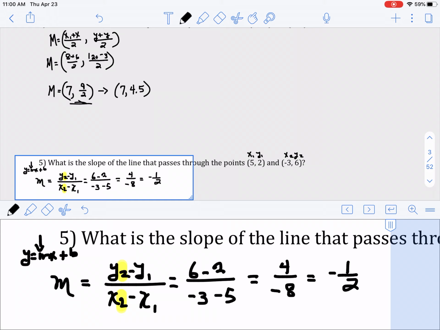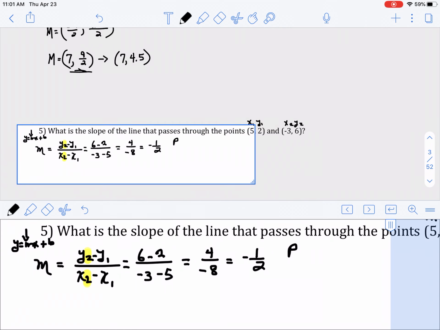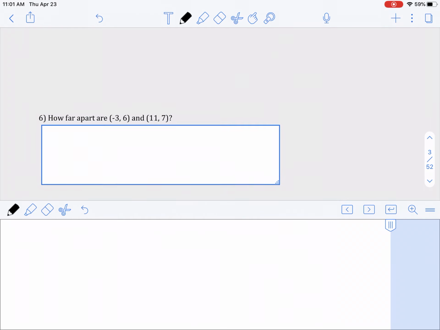Don't do a decimal, because remember, we're going to be graphing, and what this means is we're going to have a rise and a run. The negative says my line is going to be going down, so I'm going to go down 1 over 2, and then it would be a negative or a downward sloping line. That's how we're going to use this rise over run. How far apart? That's my distance.